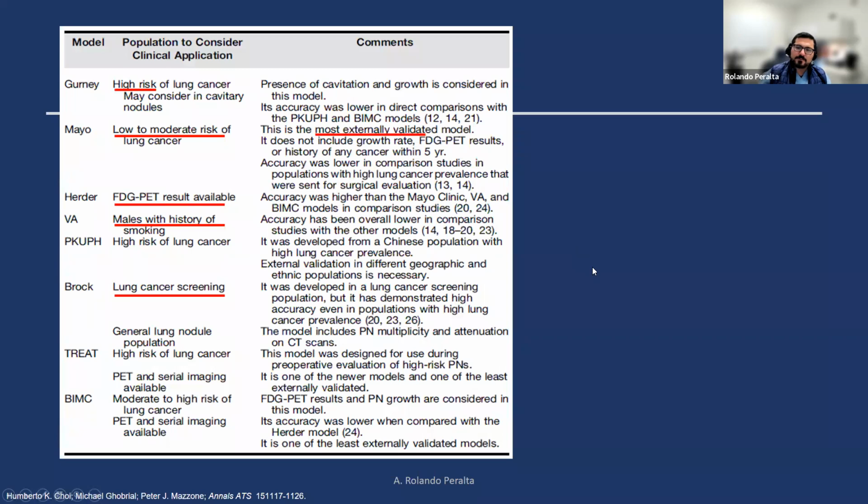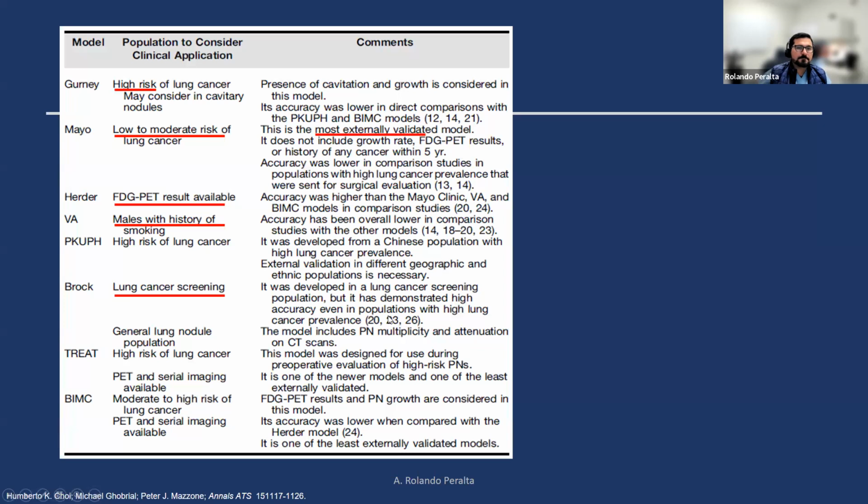This is a condensed chart, and I've underlined what I think is really important. If you have incidentally found low to moderate risk, use Mayo. It's the most well-validated. If you have a patient with a PET-CT, use Herder. Herder is essentially the Mayo model plus a PET-CT. Very high risk, use the VA model or the Gurney model. And then if you have a lung cancer screening CT nodule, use the PROC model. All these are available online and you can easily find them.